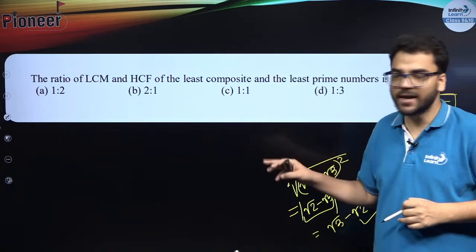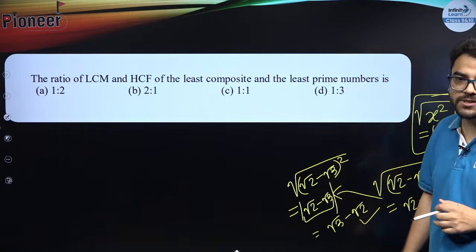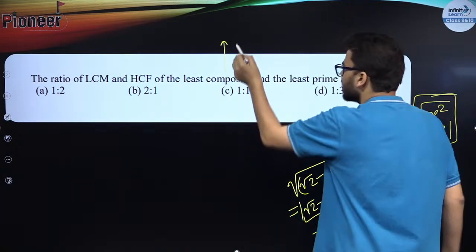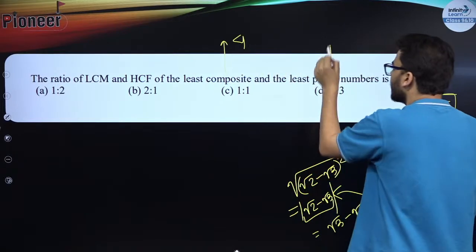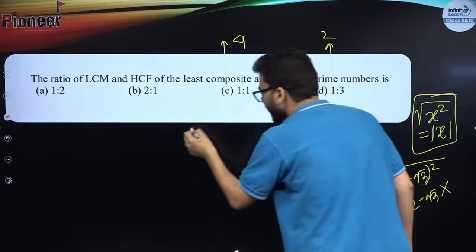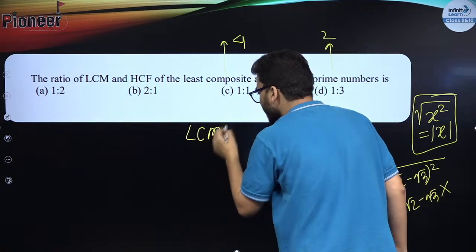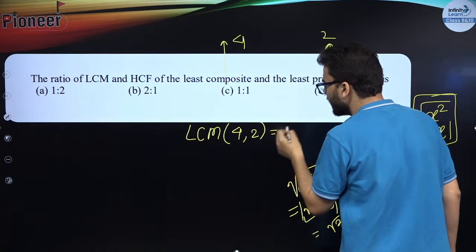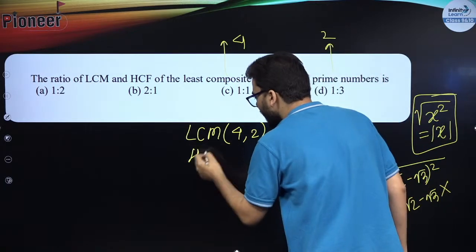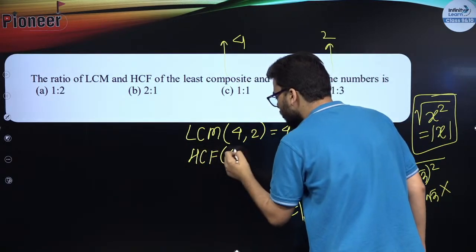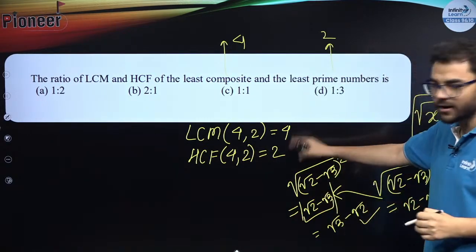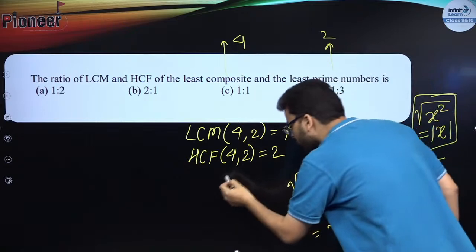Now the ratio of the LCM and HCF of the least composite number. So what is the least composite number over here? The least composite number is 4 and the least prime number is 2. So you have to find the ratio of LCM and HCF. So the LCM of 4 and 2 is 4 only. And what is the HCF of 4 and 2, guys? HCF is the highest common factor, so the HCF will be 2 only. So basically you have to find the ratio of them. The ratio of 4 and 2 you have to find.